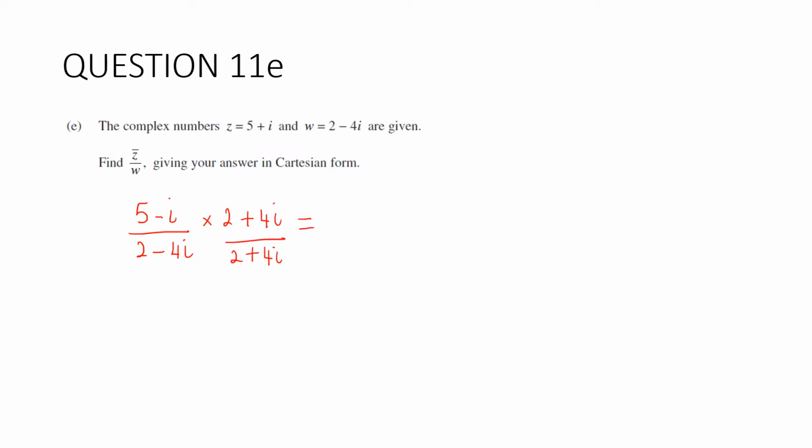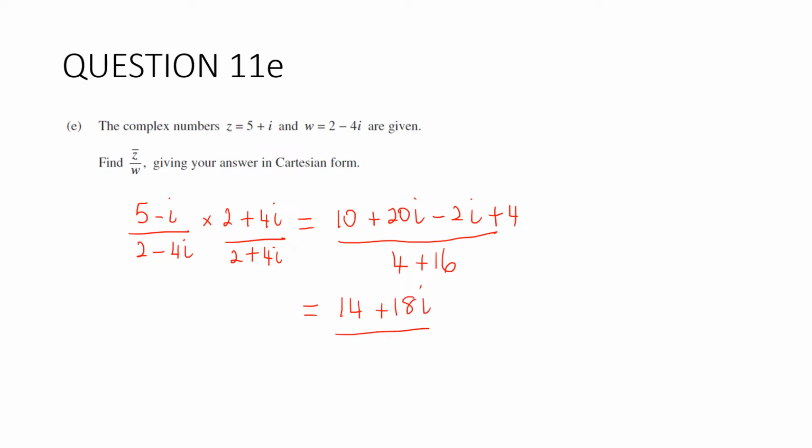And that gives us 10 plus 20i take 2i minus plus 4, all over 2 squared plus 4 squared, which is 4 take away negative 16, equals 14 plus 18i on 20. We have a common factor of 2: 7 plus 9i on 10.